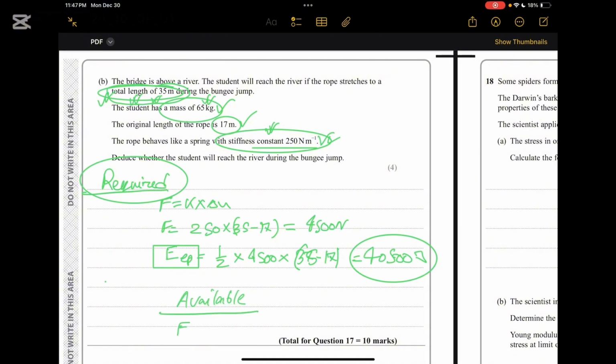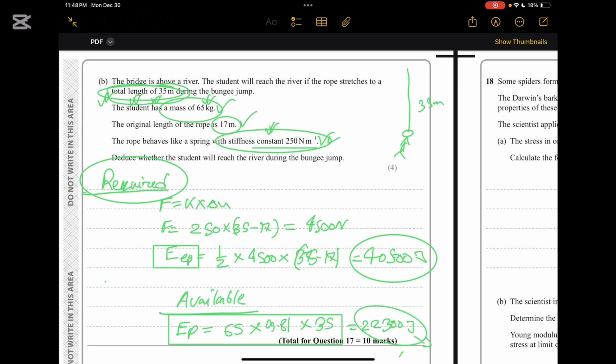So here the potential energy is equal to 65 into 9.81, mass into gravity into height. The height is 35 meter. So when the student is right here carrying the rope, it has a GPE, right? So I have found out that GPE, 65 into 9.8 into 35, comes as 22300 joule. So this is the available energy of the student. And this is the required energy.